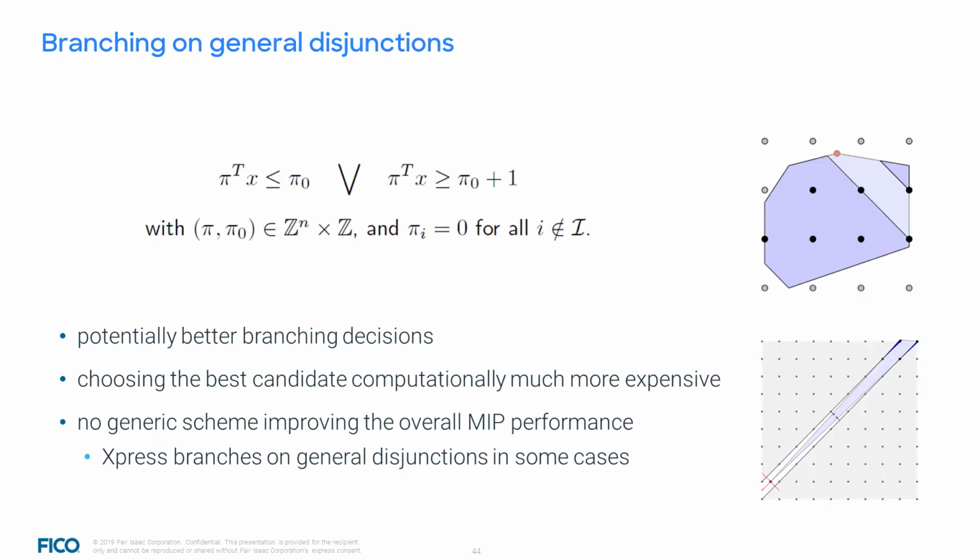Finally, instead of branching on a single variable, one might also branch on general disjunctions. This procedure is also called branching on constraints. As an example shown in the upper picture, one could branch on the constraint x1 plus x2 less than or equal to some integer value, or larger equal that value plus 1. For the polytope depicted in the bottom right side, you see why this can be a good idea. The optimum has only one fractional variable, which consequently will be branched on.